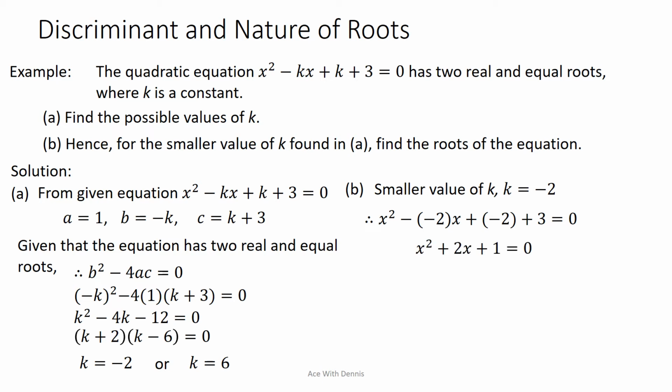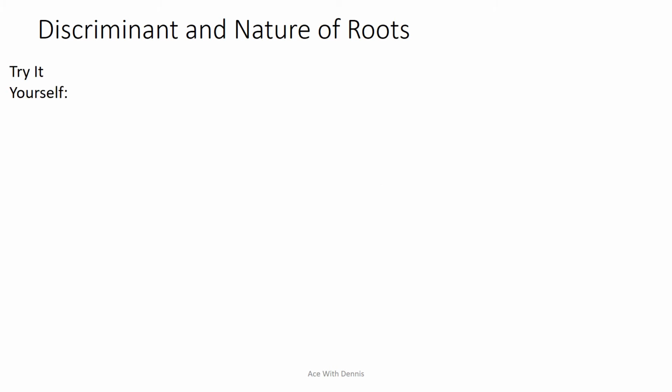And it becomes x squared plus 2x plus 1 equal to 0, or (x plus 1) squared equal to 0. So x is equal to negative 1. Now, you can try this example yourself.